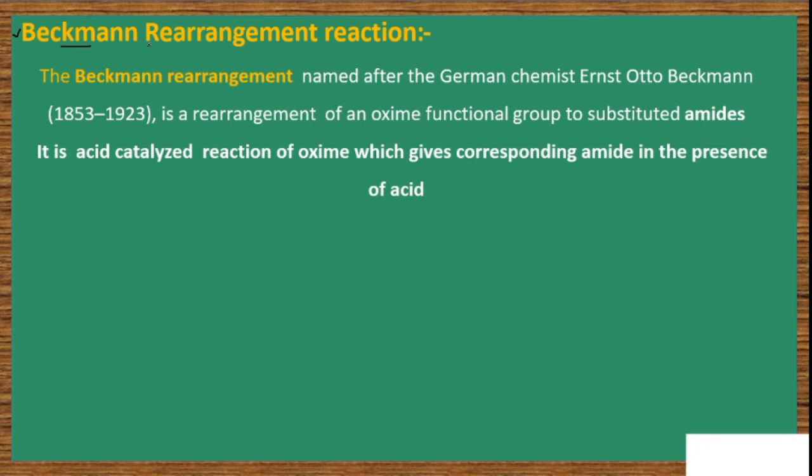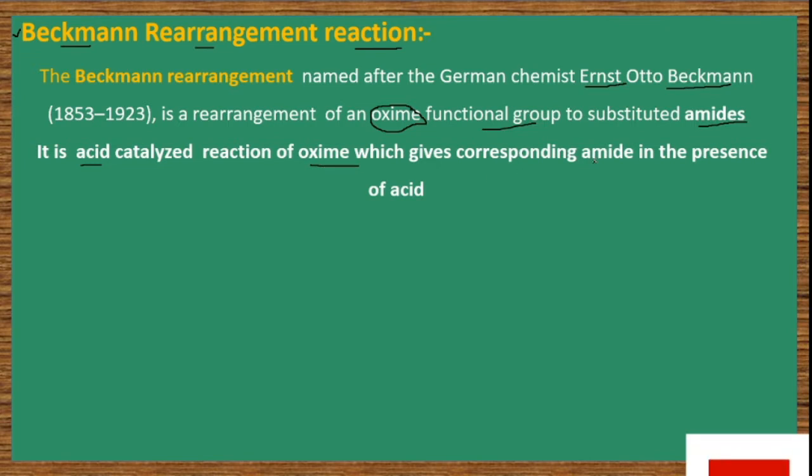This reaction was discovered by the German chemist Ernst Otto Beckmann in 1923. The actual meaning of this reaction is the conversion of an oxime group into the corresponding amide. This is all about the statement of this reaction. Actually, in this reaction the functional group having the oxime will convert into the corresponding amide.